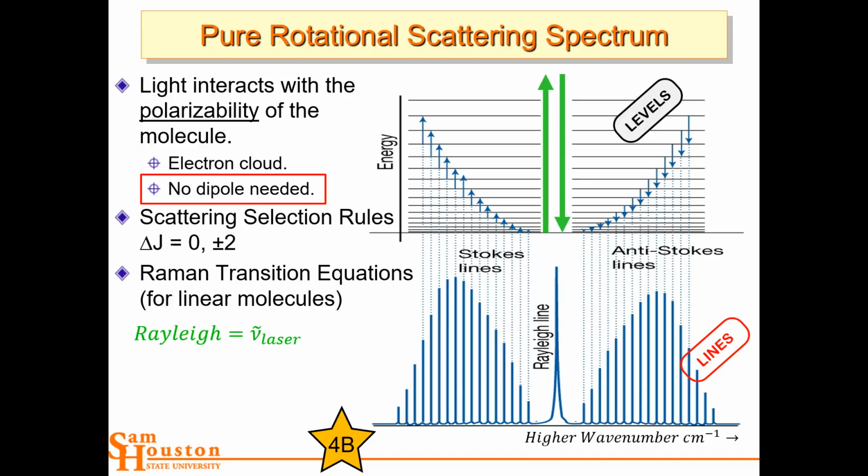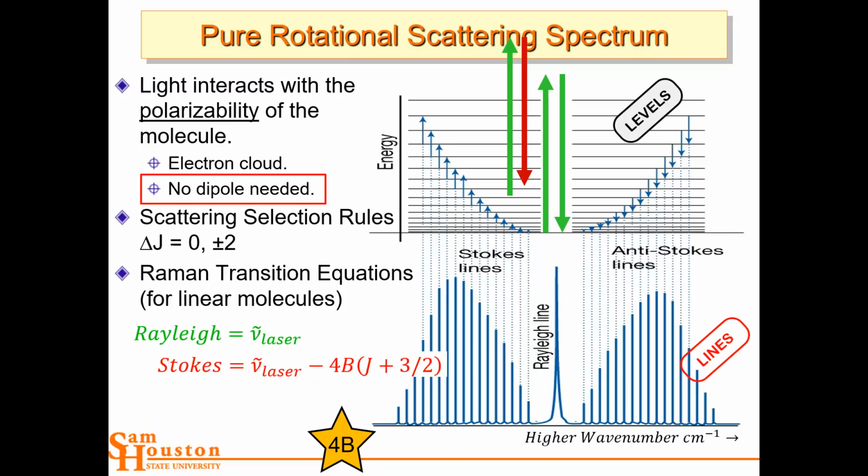So the Rayleigh transition equation, there is no transition. It's just elastically scattered light. So the frequency of the laser is scattered off. And so that would be this middle transition, or it's not a transition, this middle interaction. The green laser comes in, the green laser comes out. The Stokes transition, where you have the molecule going up 2 energy levels, red scattered light.